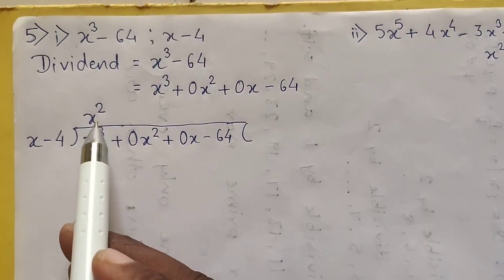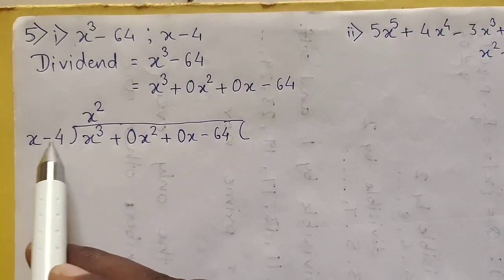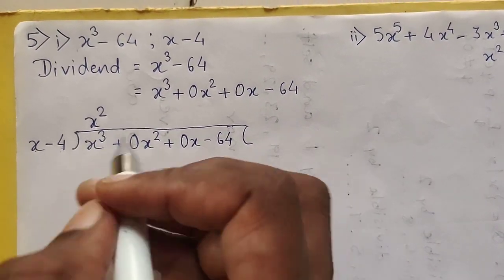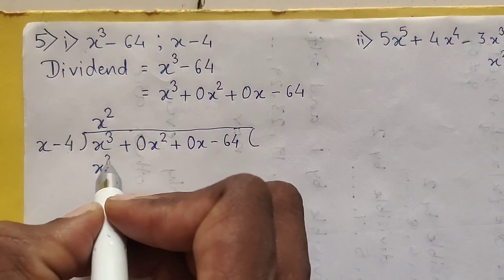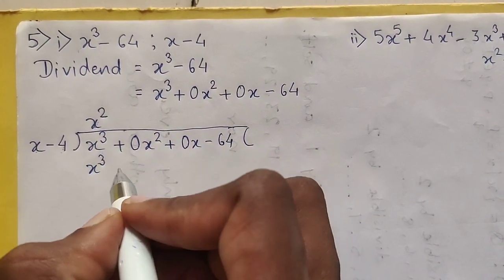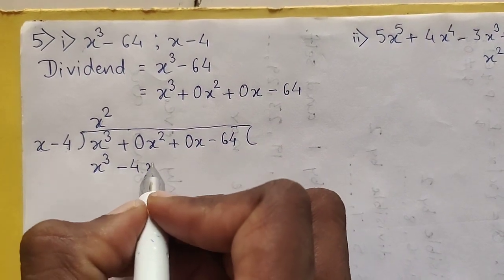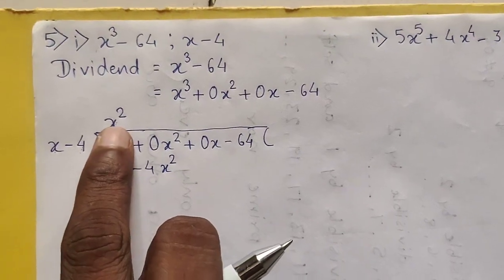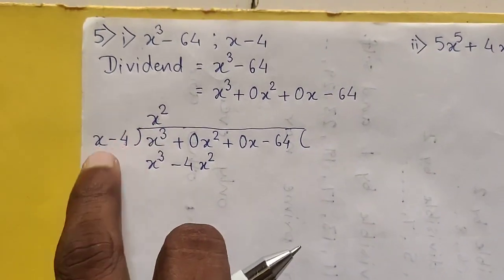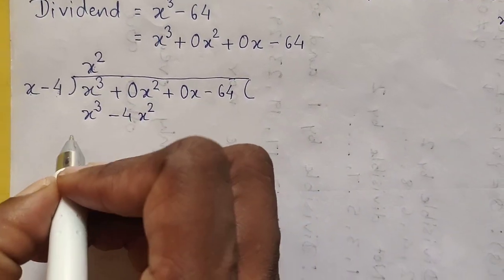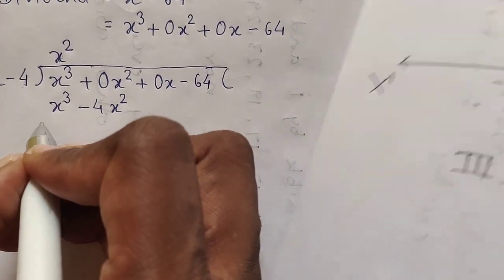Remember, you are going to multiply x square with both terms of x minus 4. If you multiply x square with x, you get x cube, and if you multiply x square with minus 4, you get minus 4x square. Remember, whatever you write here, you have to multiply with both terms of x minus 4. Now what is the next step? Subtraction. So let us subtract.